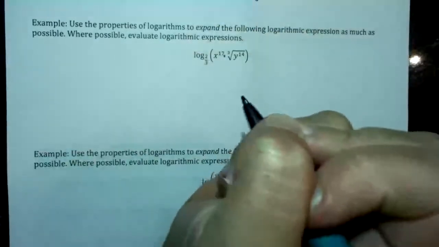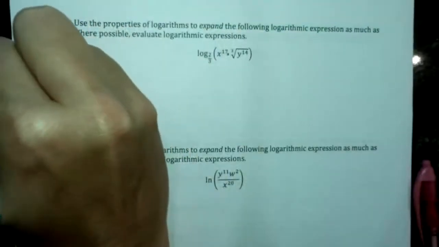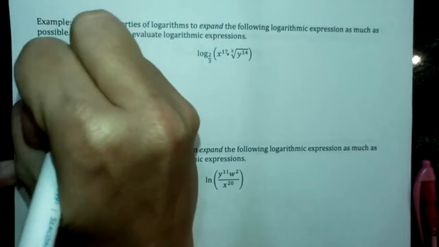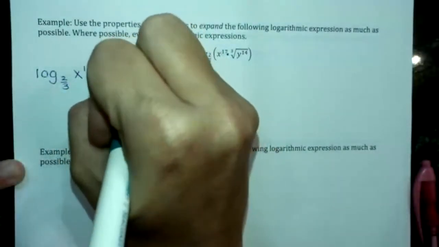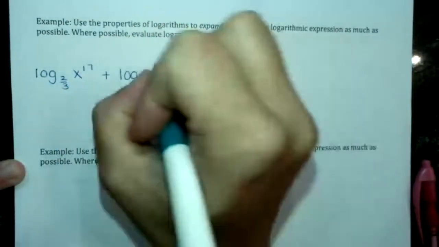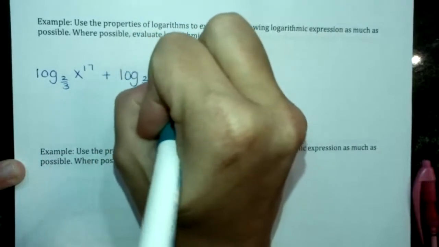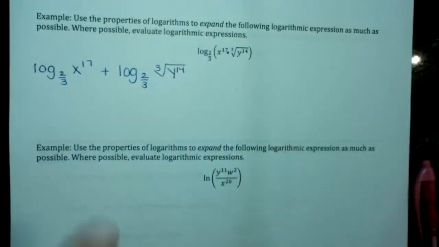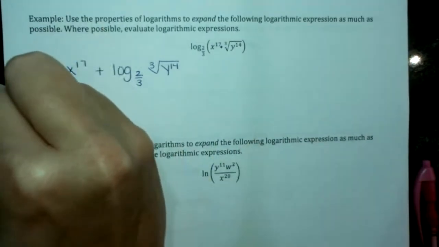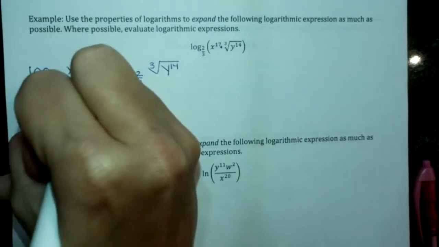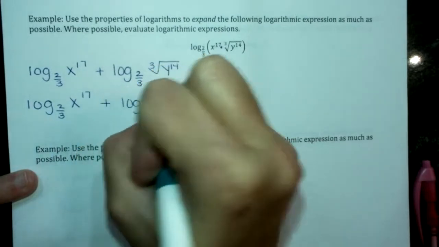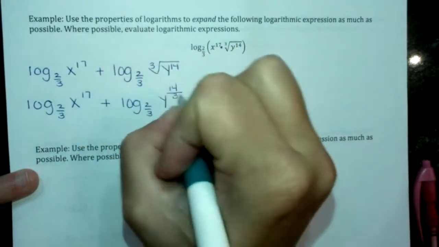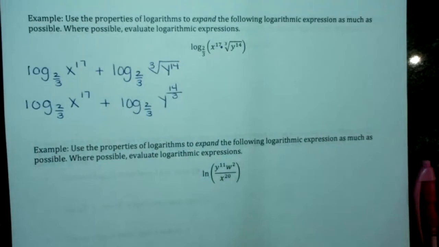So I can rewrite this as log base 2/3 of x to the 17th. Because it's being multiplied, I can rewrite it as addition. That way they both have their own log base 2/3. So log base 2/3 of the cubed root of y to the 14th. I want to rewrite the cubed root of y to the 14th using exponential form. So log base 2/3 of x to the 17th plus log base 2/3 of y, that 14th up top is going to stay up top, divided by our root 3, so 14/3.